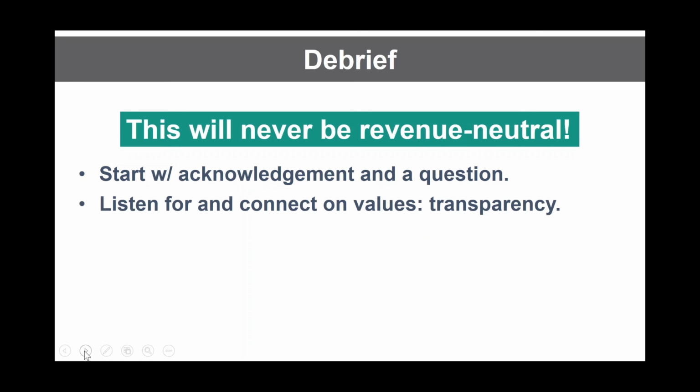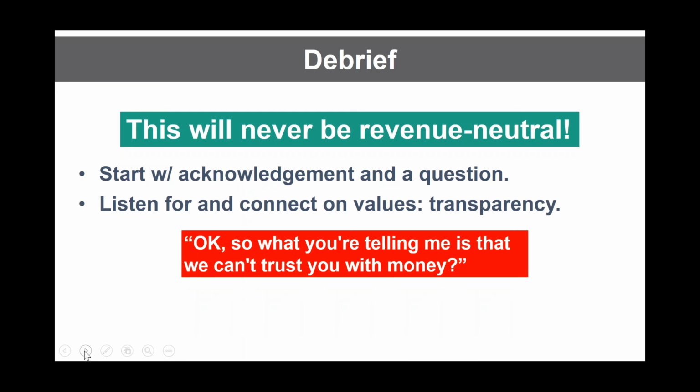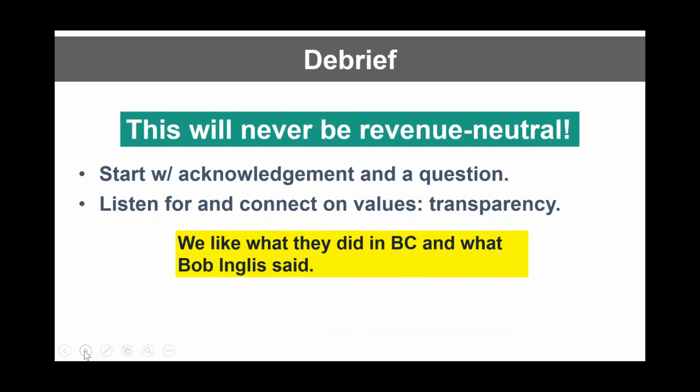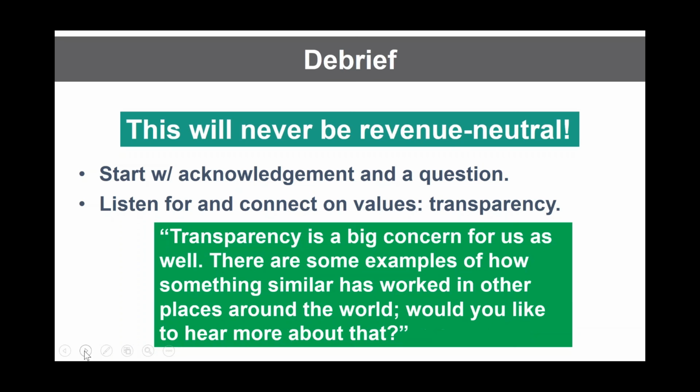So our responses to his comment about this not being able to get through Congress and staying revenue neutral have gone from the really bad response that we can't trust you to, hey, I like what they did in British Columbia, to the final thing, which was really, again, asking questions, listening for value so we could find common ground. And then we discovered that his real concern was transparency.